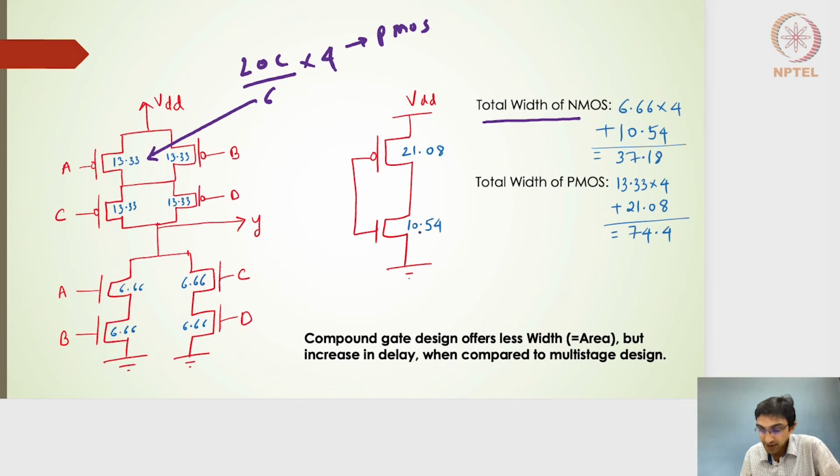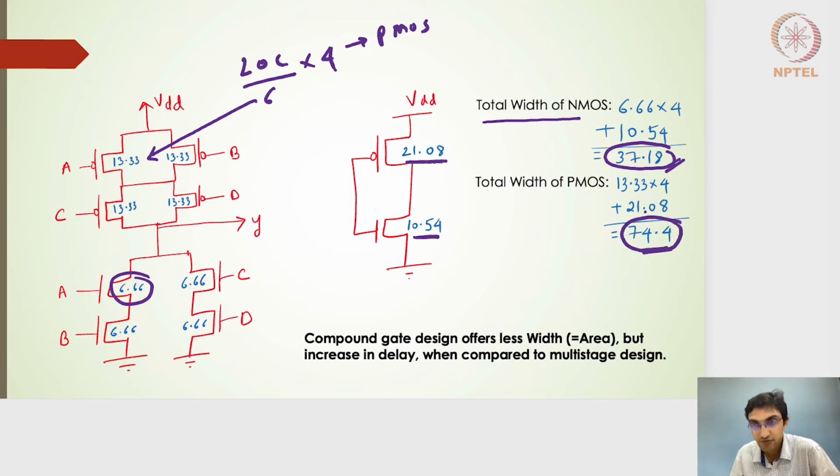The total width of the NMOS will be nothing but 10.54, plus we have on the NMOS side 6.66 multiplied by 4, so it will give me 37.18. On the PMOS side, we will have 21.08 plus 13.33 multiplied by 4, 74.4. So if I consider our previous case where it was 84 something on both PMOS and NMOS, this particular size has drastically reduced. 37.18 on the NMOS side is a drastic reduction in the total width of the NMOS side. PMOS side also has reduced by almost the size of 10.